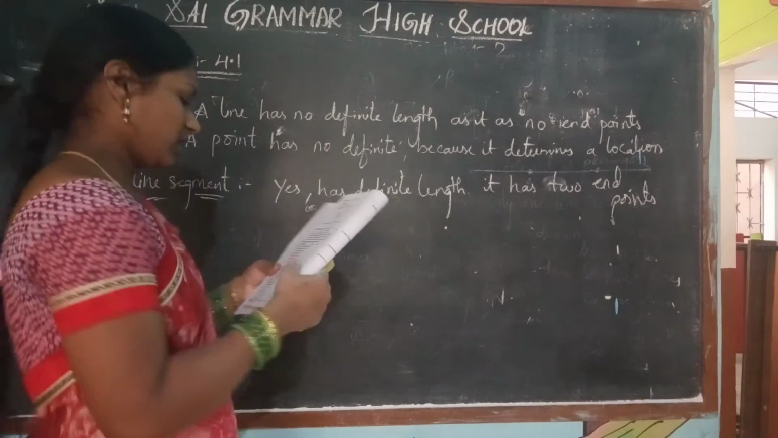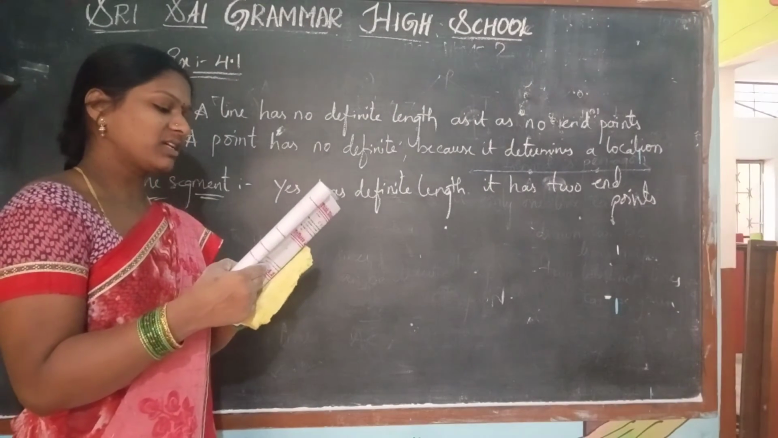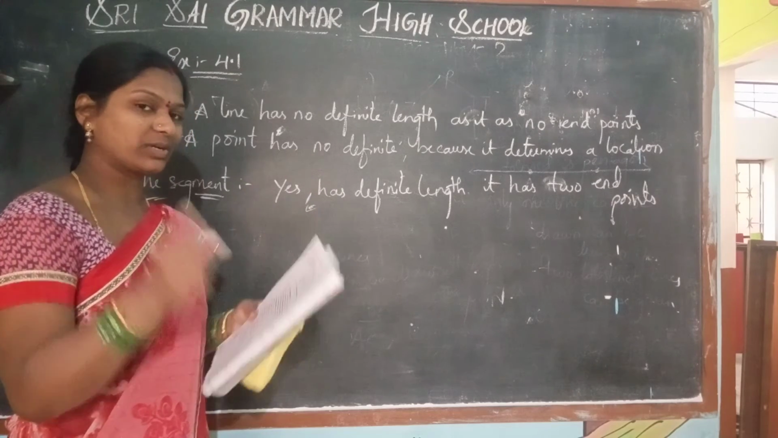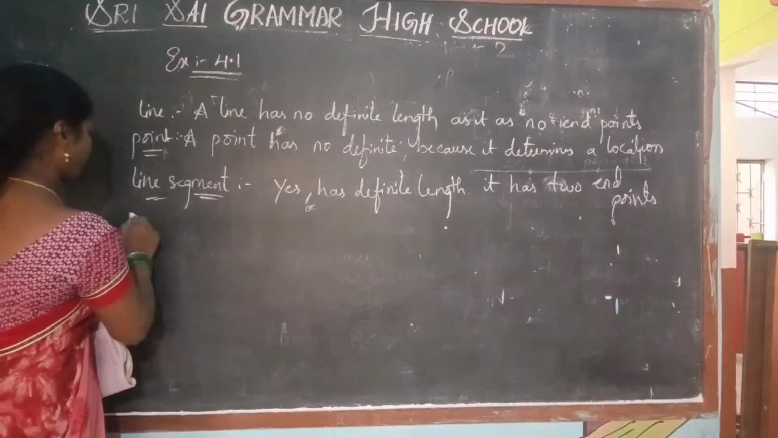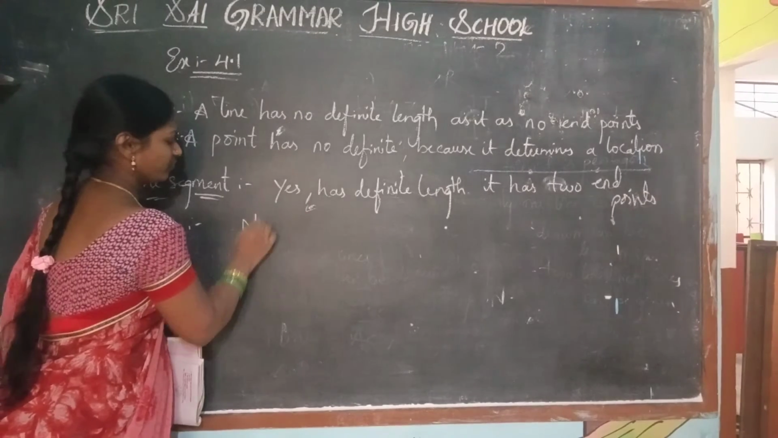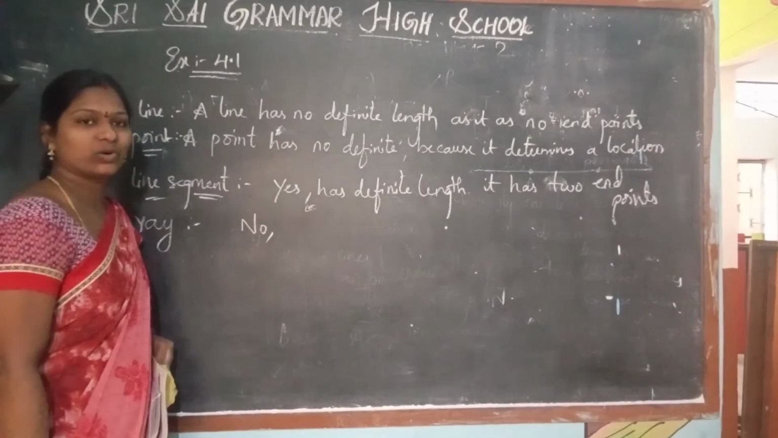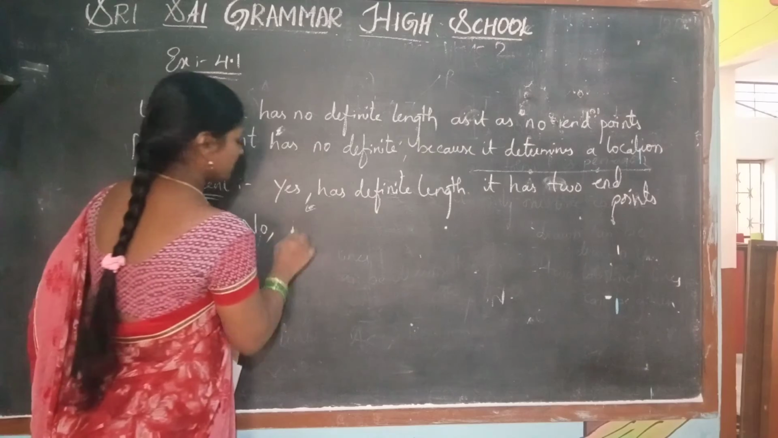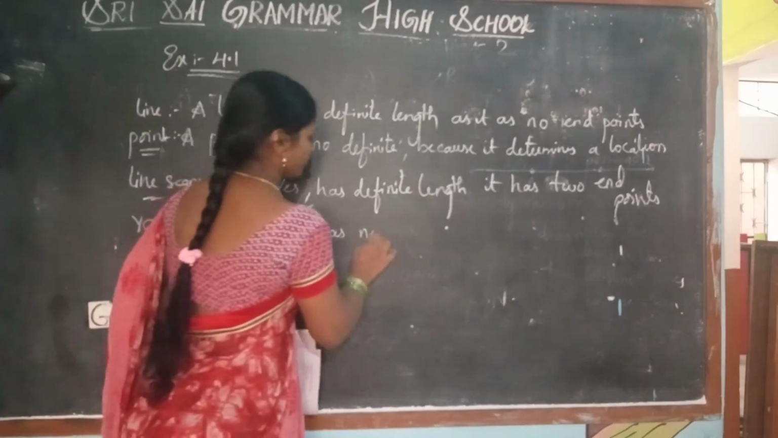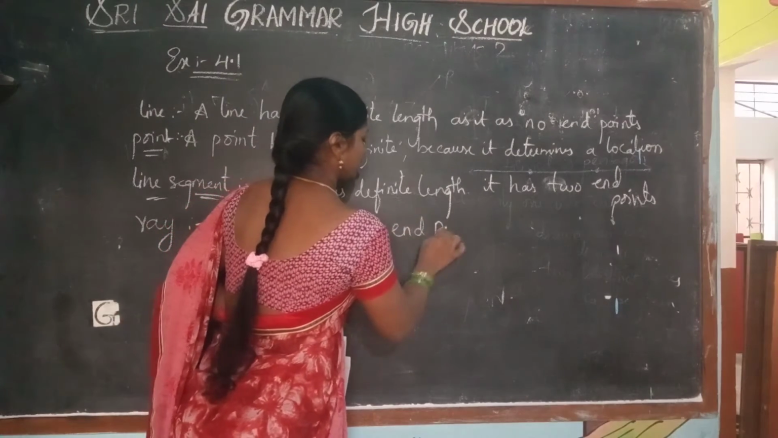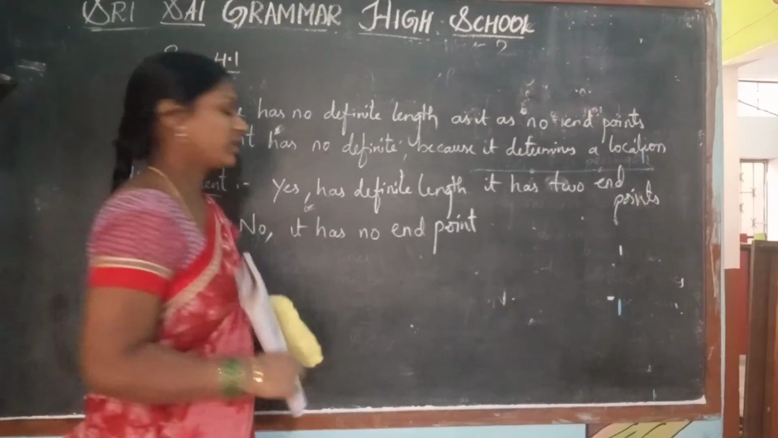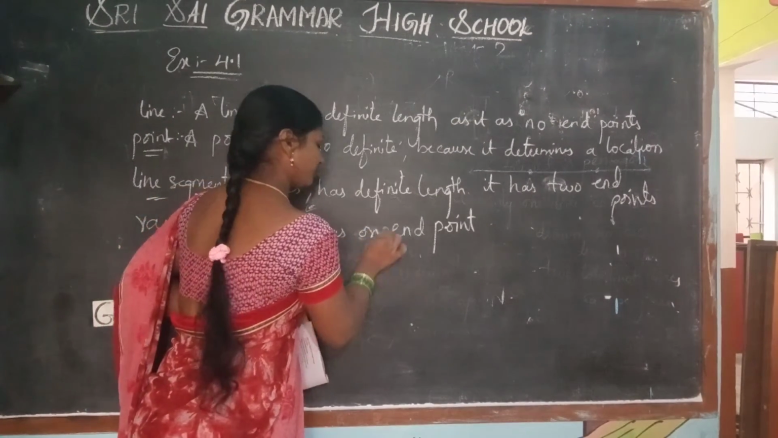Then what about ray? Ray has no definite length. It has only one endpoint. You directly write no definite length. Yes, it has only one endpoint.